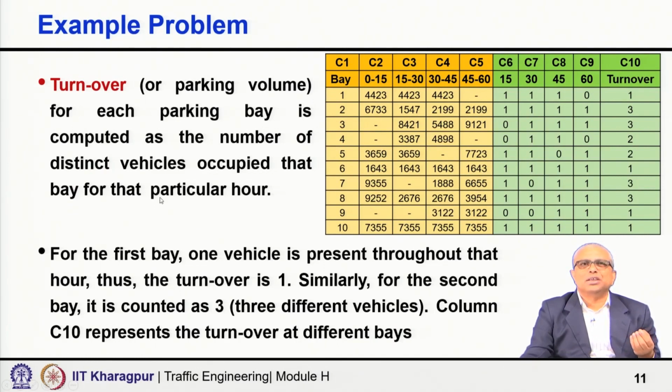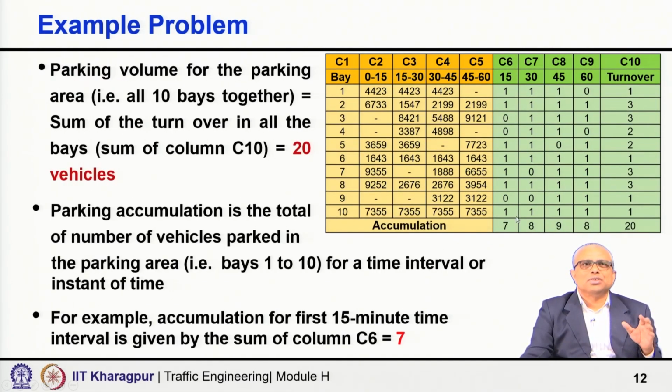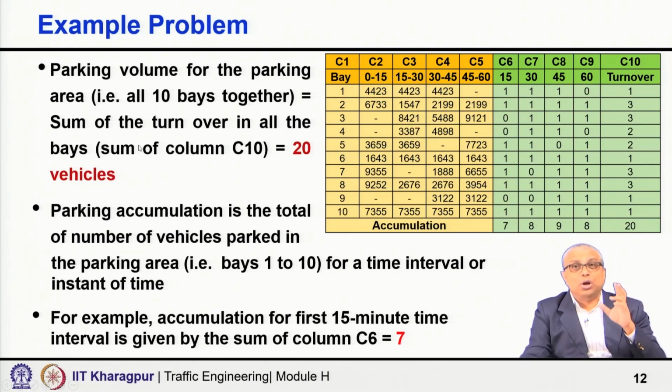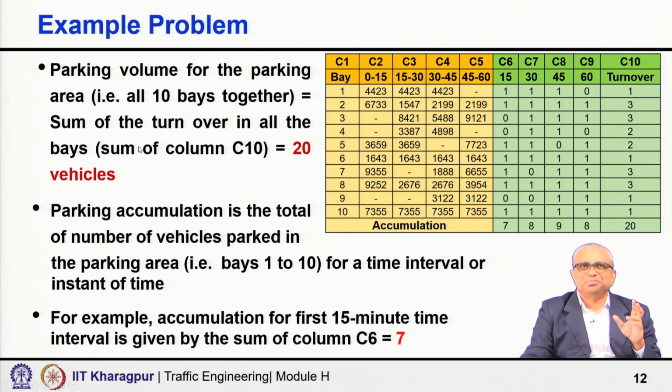So, I am getting the turnover. In the first case you can see the same vehicle was found thrice, once no vehicle, so the turnover is 1. Second case, 3 distinct vehicles actually used this parking bay over this 1 hour, so the number is 3. In this case again 3 distinct vehicles, so 3, and so on. So, you get the turnover. Next, we want to get the parking volume for the parking area, the overall area. What will that be? That means all 10 bays together.